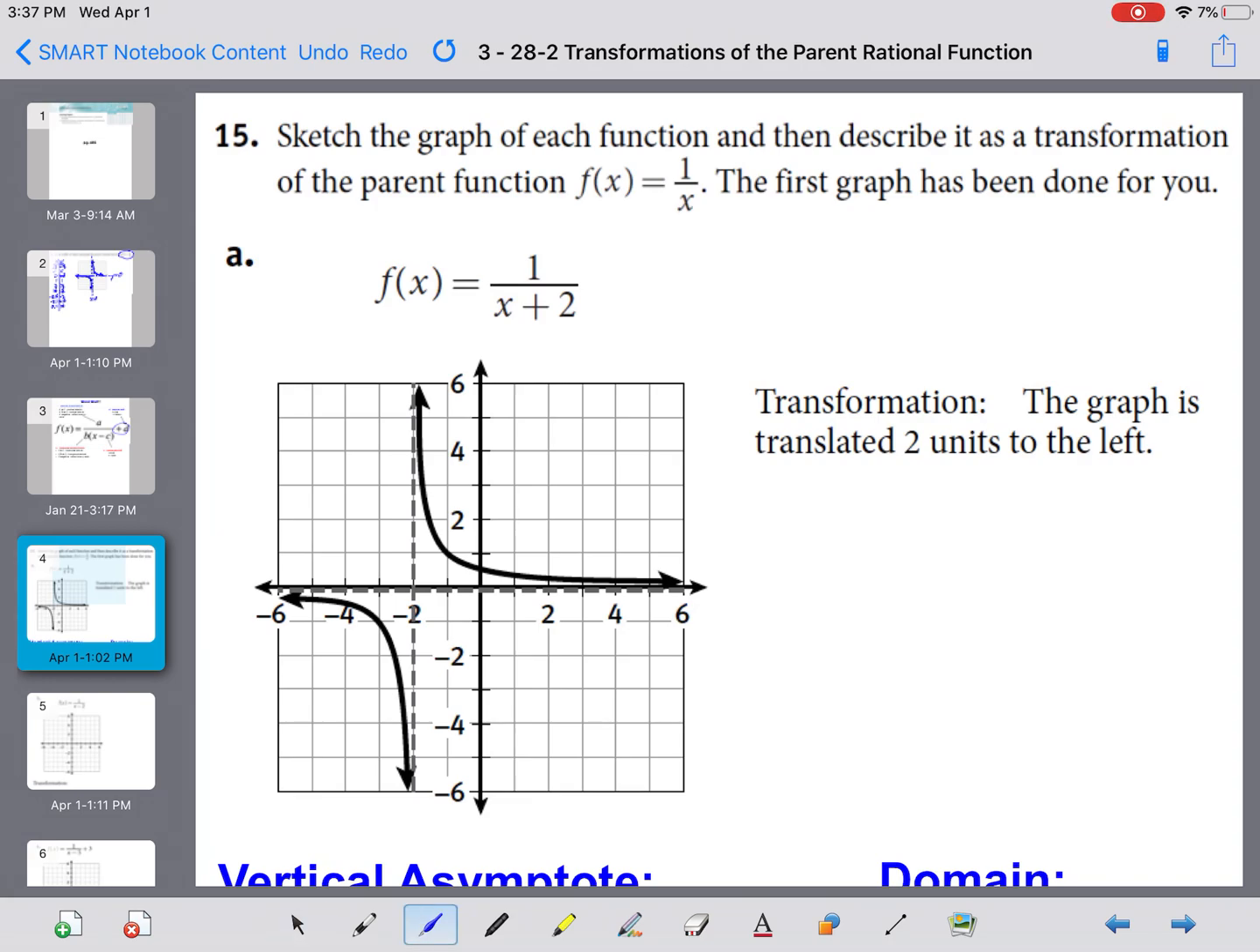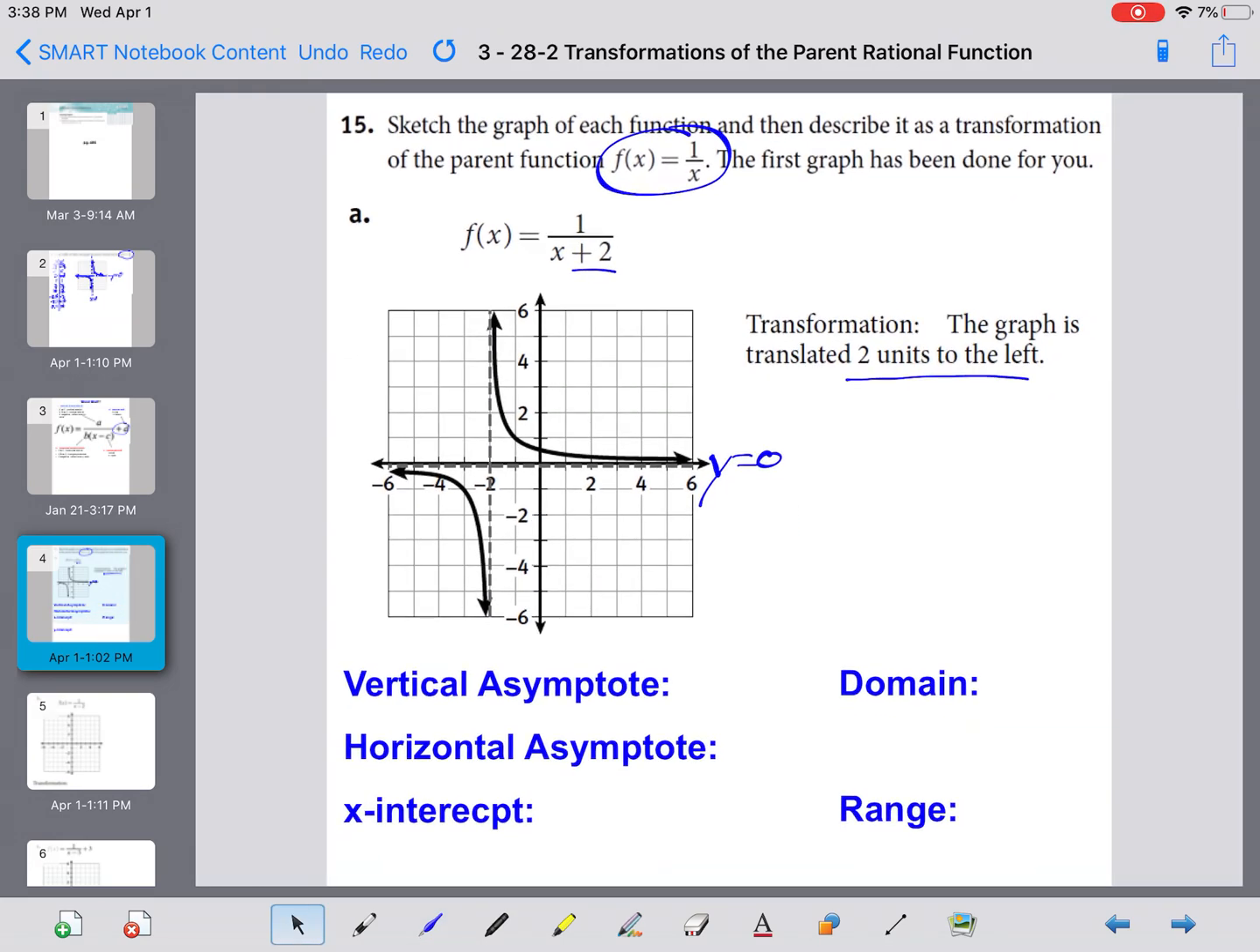So you can see from this transformation, there's the original parent function. We put a +2 in there. That's a c value, so that's why this thing moves 2 to the left. You can look, the horizontal asymptote is still y equals 0. There wasn't a vertical shift up and down, so that didn't move, and all the vertical asymptote did was go over to x equals -2.